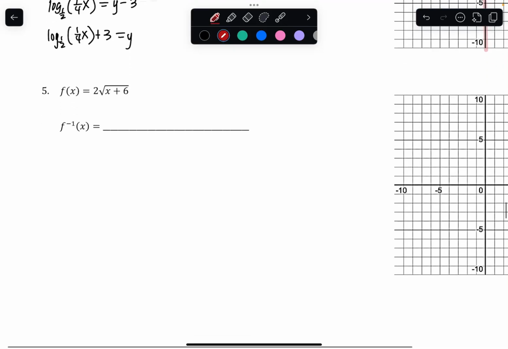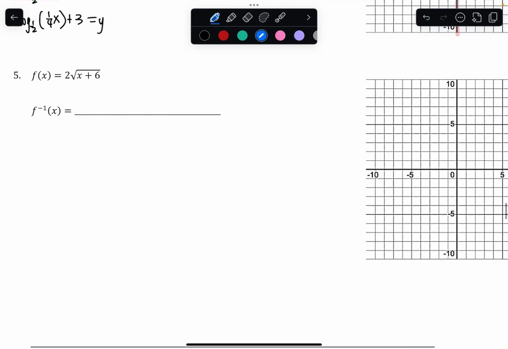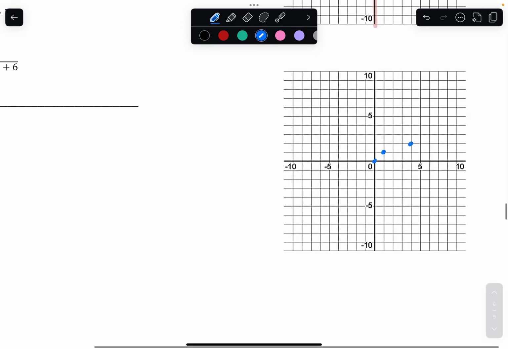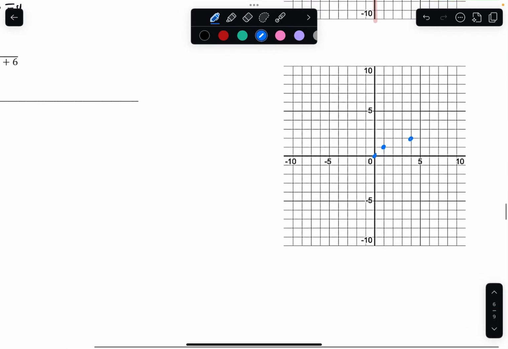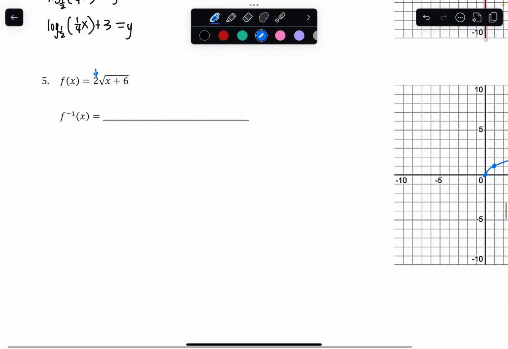All right, last one, we are starting with square root. And let's get the parent function, (0, 0), (1, 1), (4, 2). And so that's what the parent function looks like. But this function has been vertically stretched by 2 and then left 6.